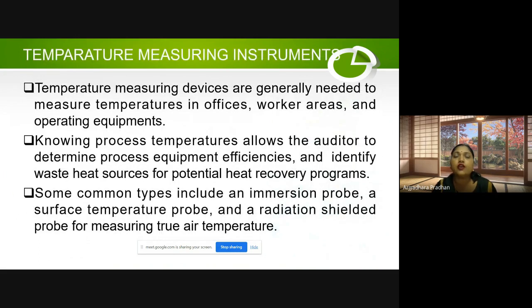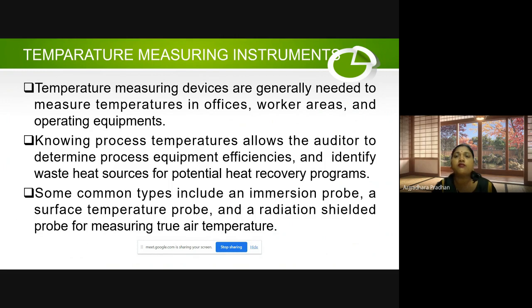The next category of instruments is temperature measuring instruments. In industries, boilers are at very high temperature. Even many machineries and operational devices operate at very high temperature. So it is very necessary to measure the temperature frequently, because of hotspot formation, or when the temperature goes beyond the range, there might be chances of burning or even a blast. So temperature measurement is highly essential for audit purposes.